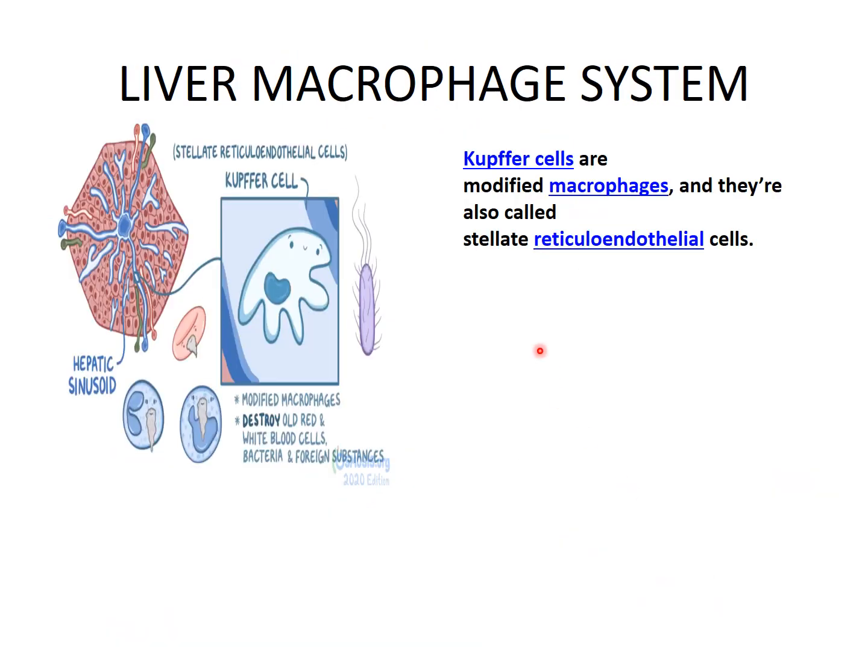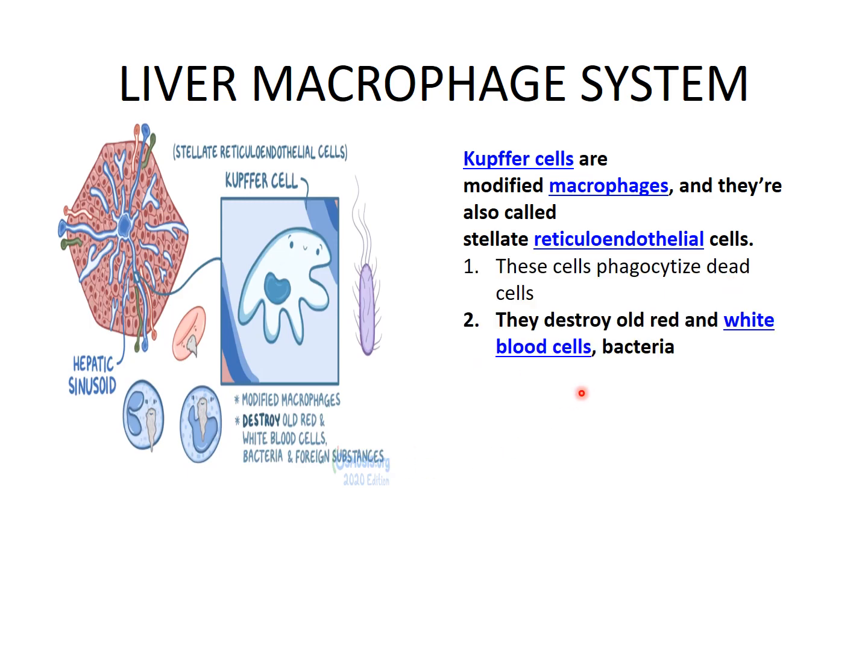We have already learned about the Kupffer cells. Kupffer cells are the modified macrophages, and they are also called stellate reticuloendothelial cells. These cells are the modified macrophages, as you can see here. They are responsible for the process of phagocytosis. They will phagocytose the dead cells. They will destroy the old red and white cells, which are coming from where? They are coming from the circulation and also from the spleen.